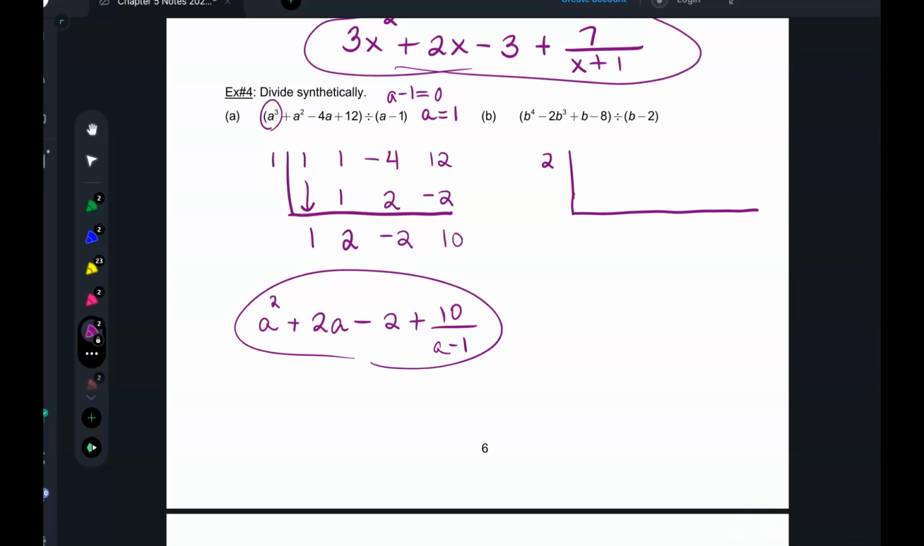Okay. This one starts with a b to the 4th, so my answer is going to start with a b to the 3rd. Okay, you're right with the 1. The 1 is the coefficient. Now, I have a b to the 4th, a minus 2b to the 3rd. What are we missing? We don't have a b to the 2nd.